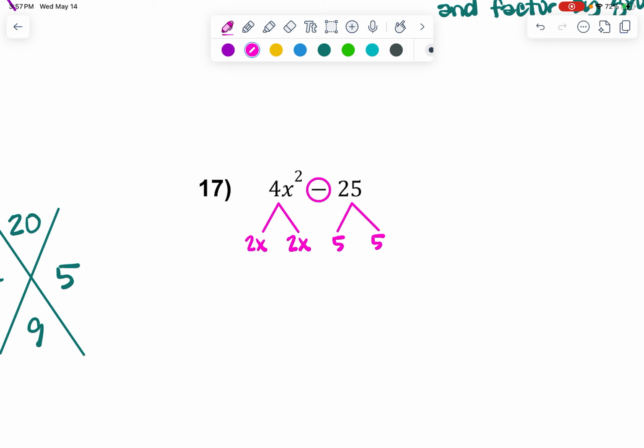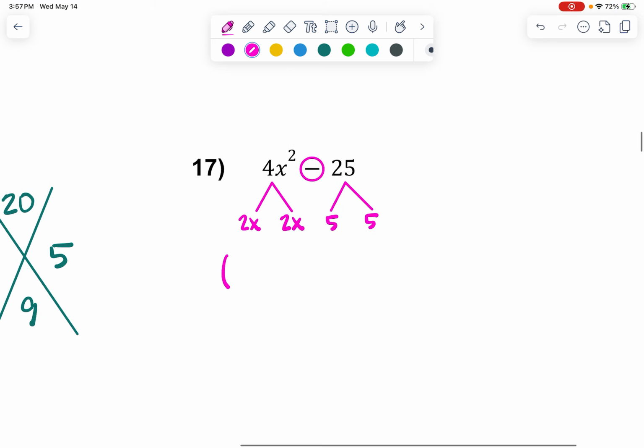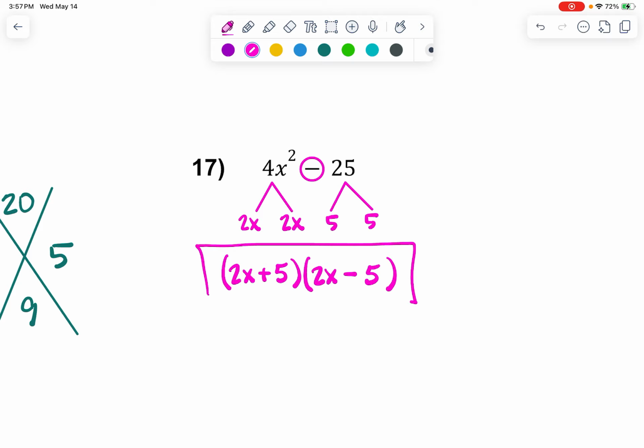All right, so this is definitely a difference of two squares, and that makes it very easy to factor because that means the front of my factors has to be 2x, the back has to be 5, and then our signs have to be opposites in order to get the difference or the minus sign in between. And there you have it.